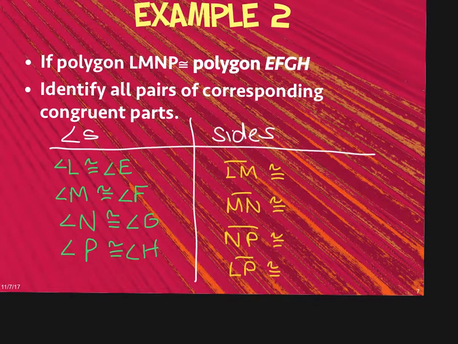And then the sides. So LM would be congruent to what side? EF. MN would be congruent to FG or GF. NP is GH or HG. And LP is... think about the location of the letters. L is where on those four? First and last. EH.